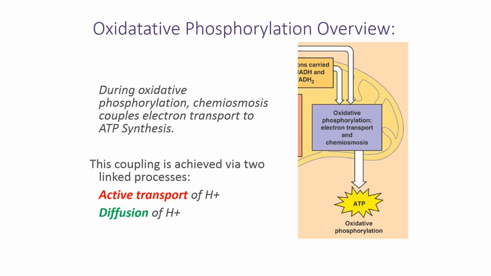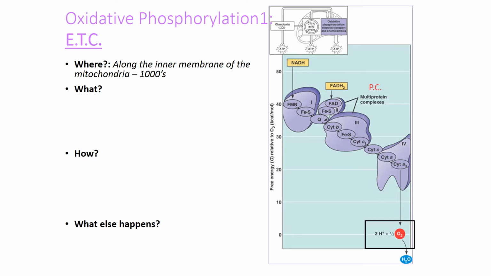Once we have that gradient, we can now use that gradient to do work. And so we're going to see active transport and we're going to see diffusion, just like we saw in photosynthesis, using the energy in those high energy electron carriers to pump protons against the concentration gradient. Now use that concentration gradient to let those protons diffuse down through ATP synthase. So let's look at the electron transport chain in oxidative phosphorylation.